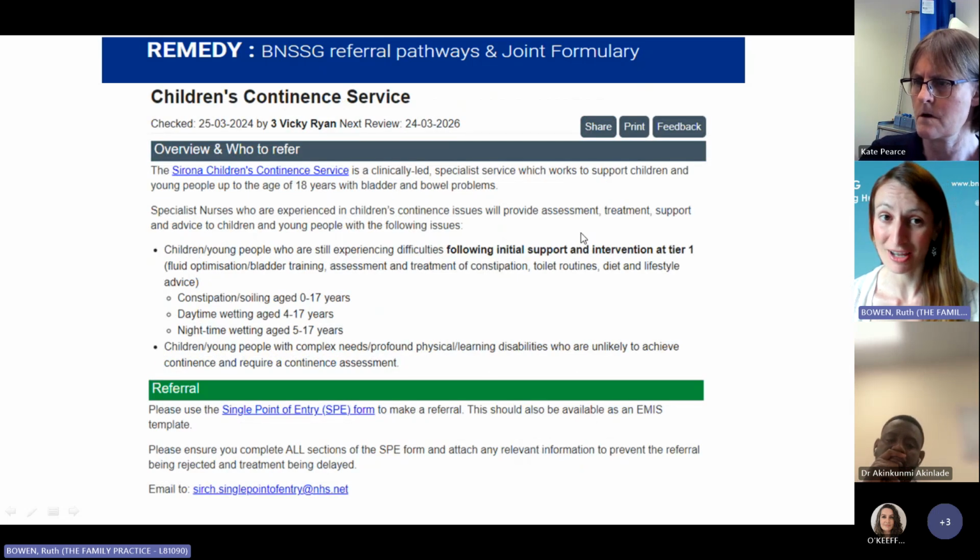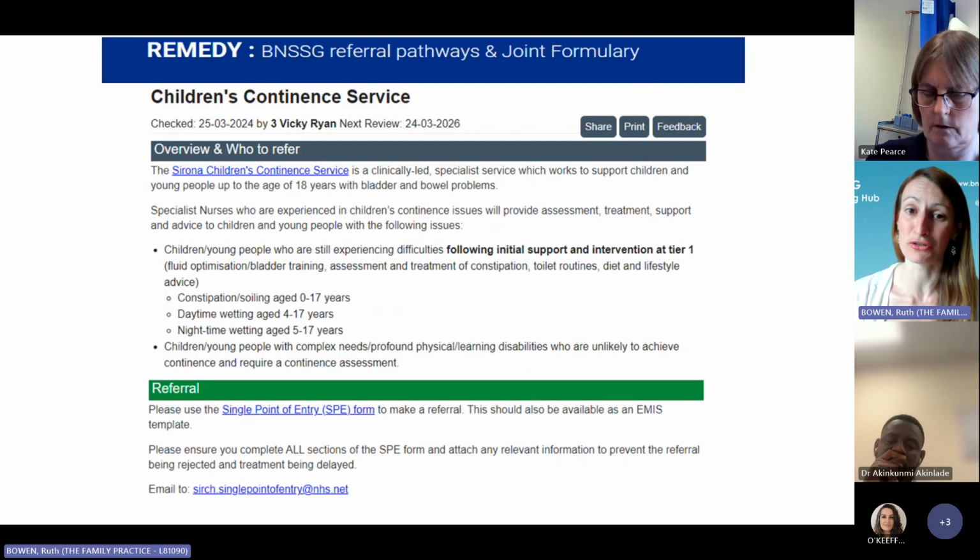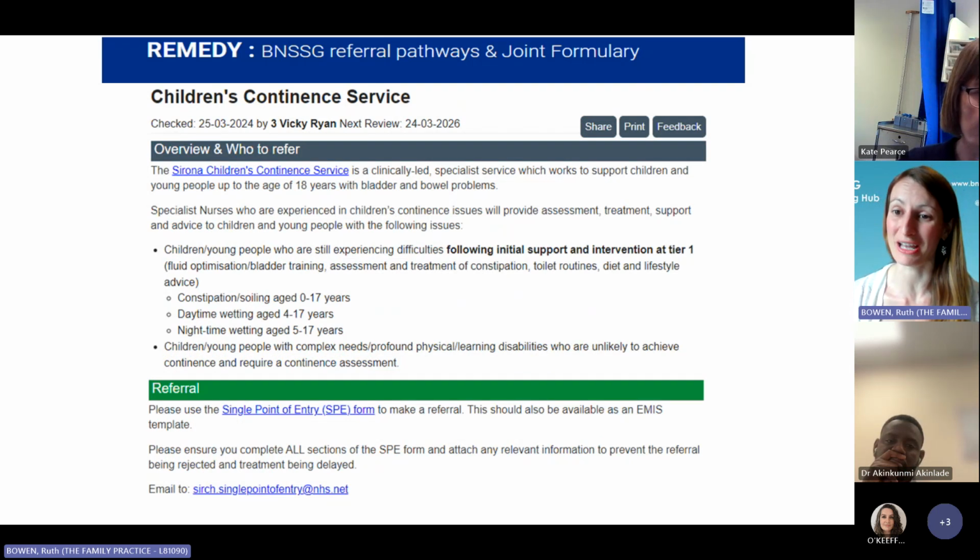We mentioned it last time, but the new continence service: we've got a really brilliant new continence service in Bristol, which is now matching the service in Somerset and South Gloucestershire, so it's now the same across all three. That brings it all up to the same level, which means that we can refer for less complex issues, which makes a really big difference. There's a single point of entry form there.